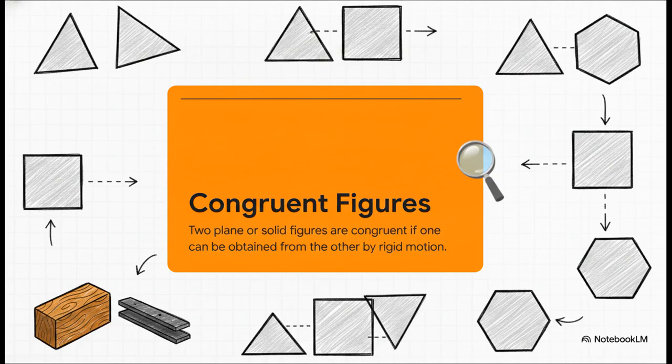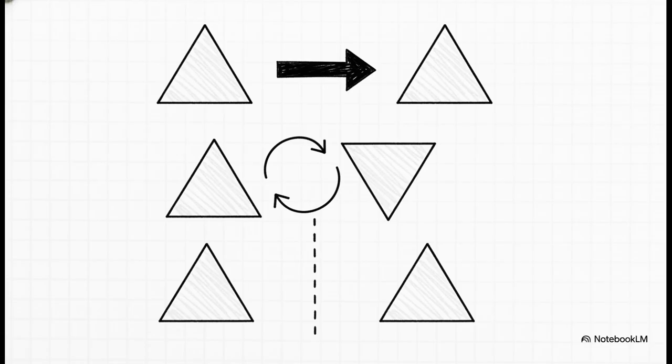Now, what does rigid actually mean here? It means the object acts like a solid piece of steel. As you move it around the blueprint, it completely preserves its exact distances and exact angles. No stretching, no shrinking. It stays perfectly intact. So there are 3 main types of rigid motions we use to manipulate these building blocks.